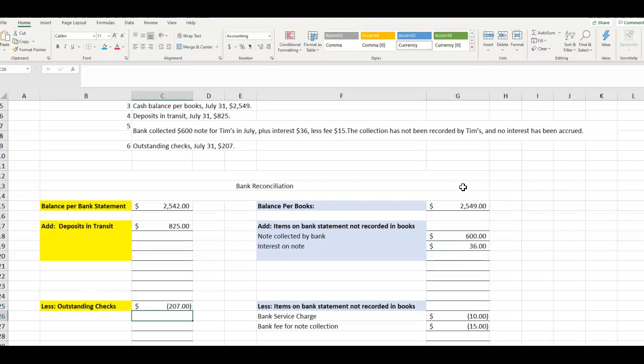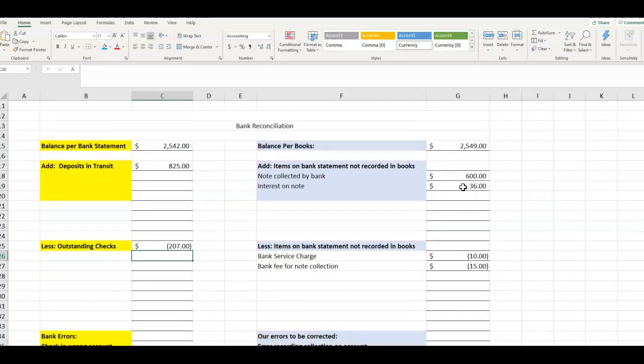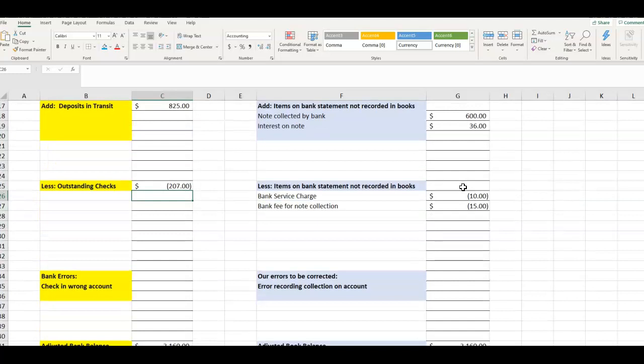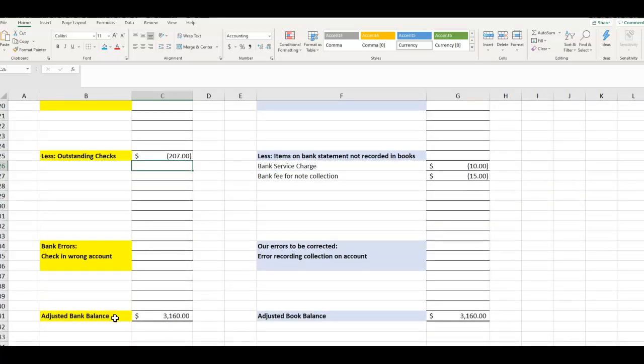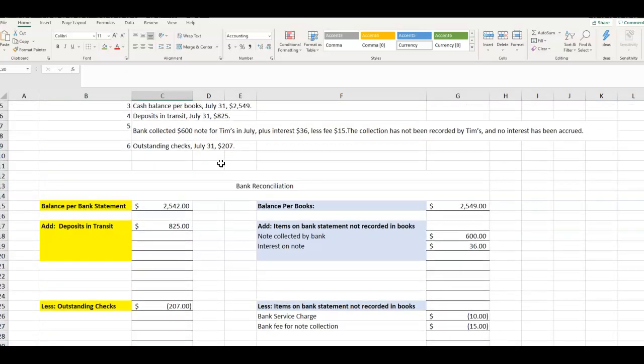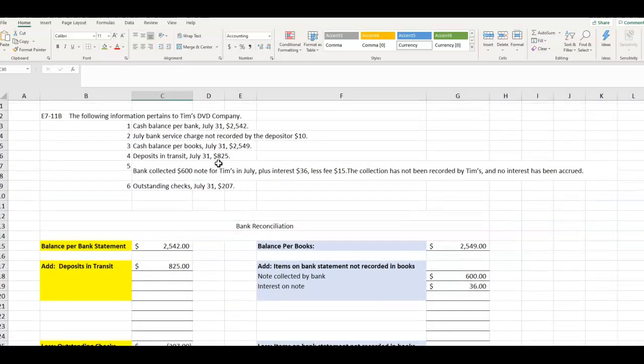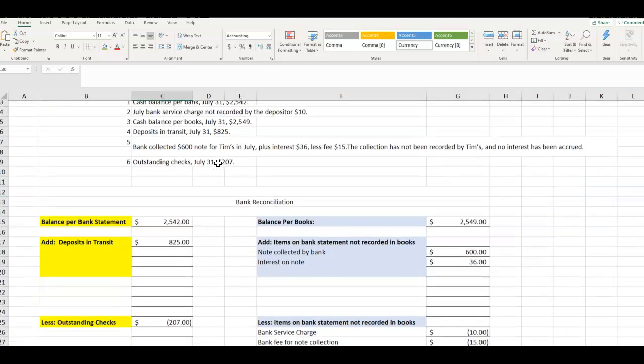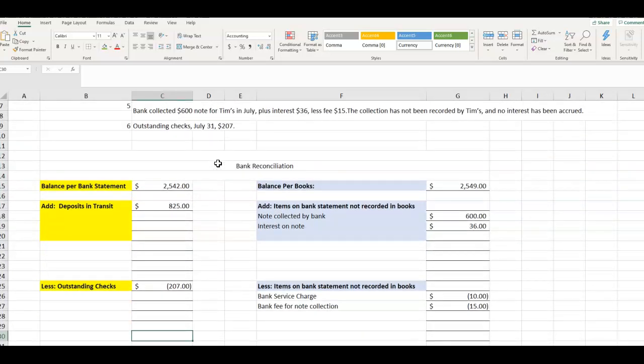Now let's scroll down and see how close we are. And the winner is 3,160. We are good in both instances. Green means ready to go. So, that again, a bank statement reconciliation. Very simple if you just keep it super, super simple.